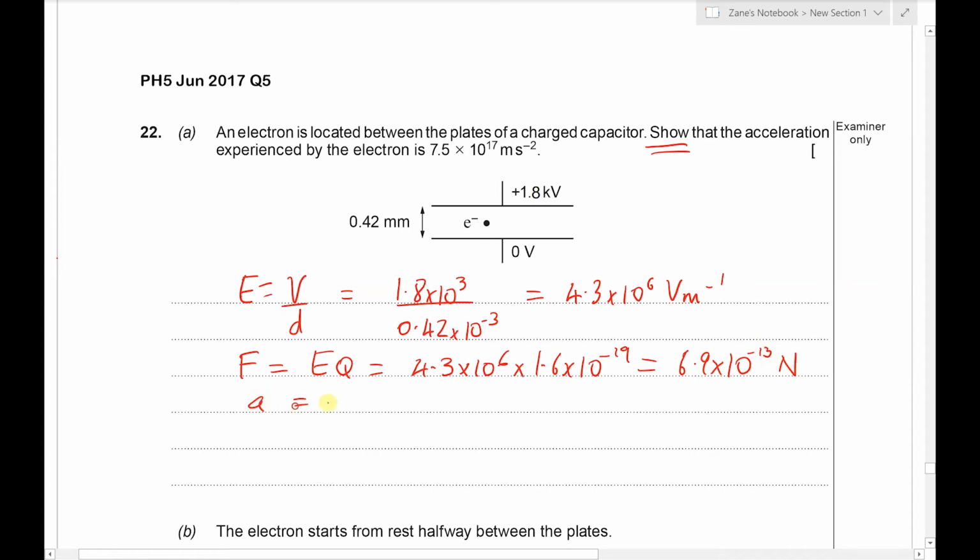And finally, acceleration is force or resultant force over mass. So we've got the 6.9 times 10 to the minus 13 over the mass of the electron, 9.11 times 10 to the minus 31 kilograms. Now if we put those into the calculator, we get 7.53 times 10 to the 17 meters per second squared, which is what we had to show.